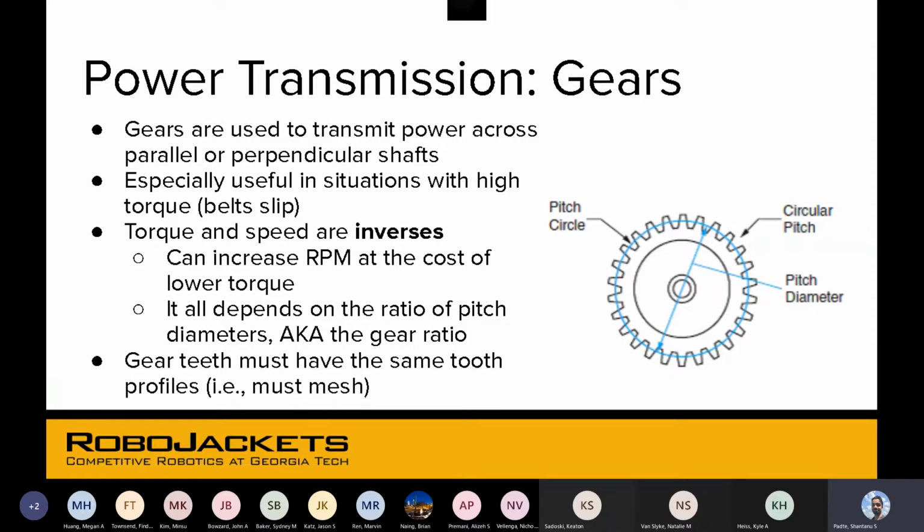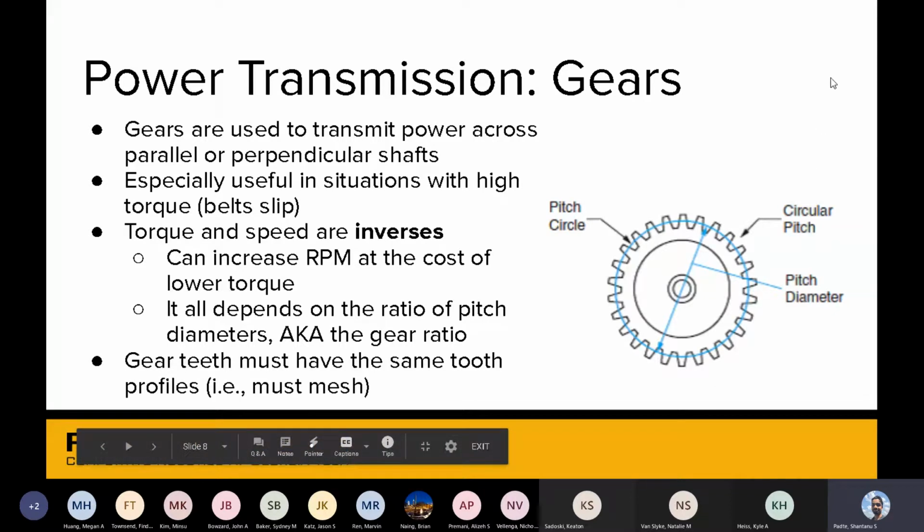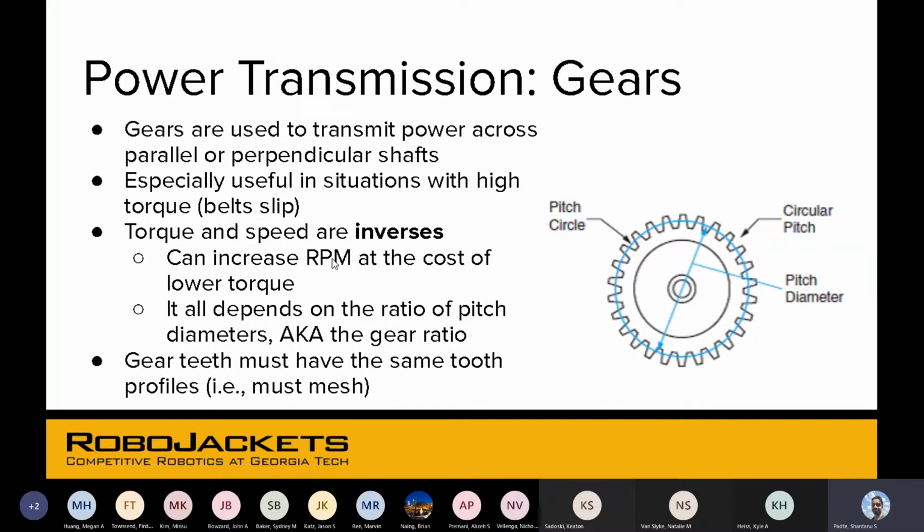Sorry, not a belt, a chain. Belts can slip. A chain can go on a gear. Anyway, torque and speed are inverses of each other, so you can increase the RPM at the cost of lower torque.